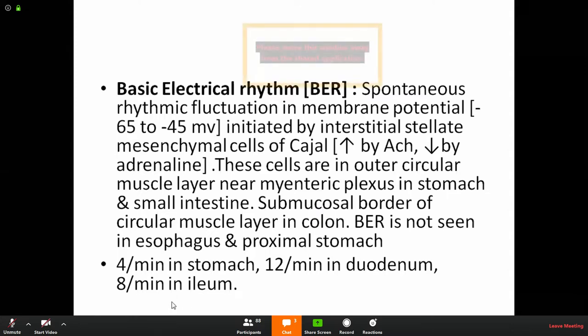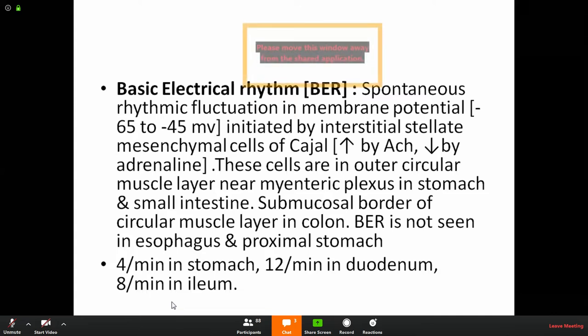So it is 4 per minute in the stomach, 12 per minute in the duodenum, and 8 per minute in the ileum, and in the colon it is 2 per minute. And the motility activity only starts whenever there is basic electrical rhythm. Right?